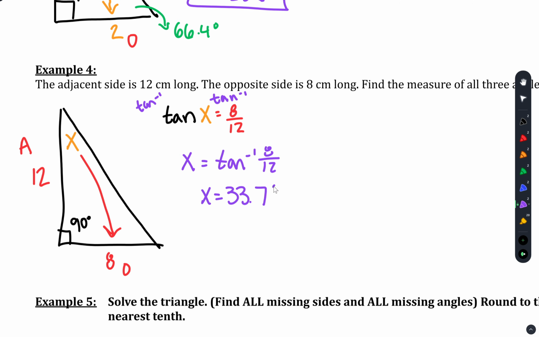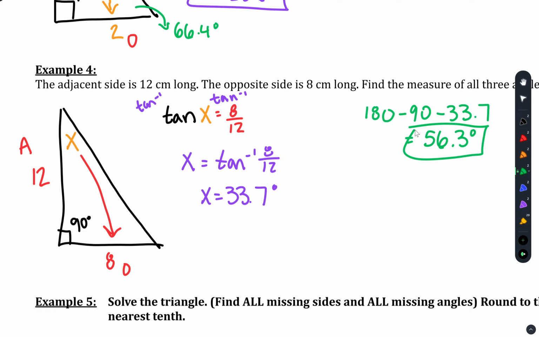How do I find that last angle? Perfect. So then that final angle, when I subtract them from 180, gets me 56.3. Any questions on this stuff? I'm going to make it even one step harder. So now we know how to find all three angles. Now we're going to add in finding all three sides as well.